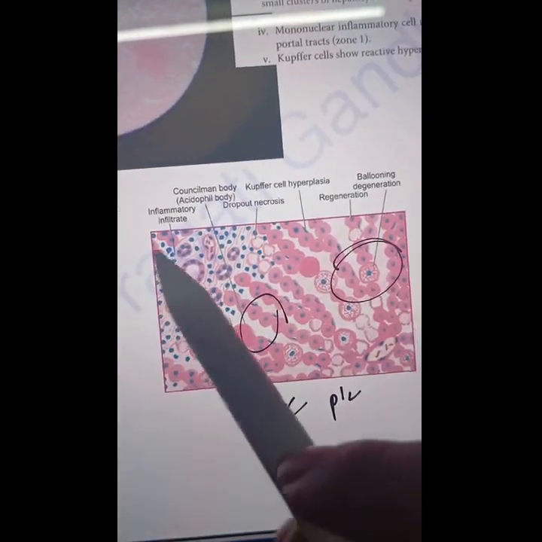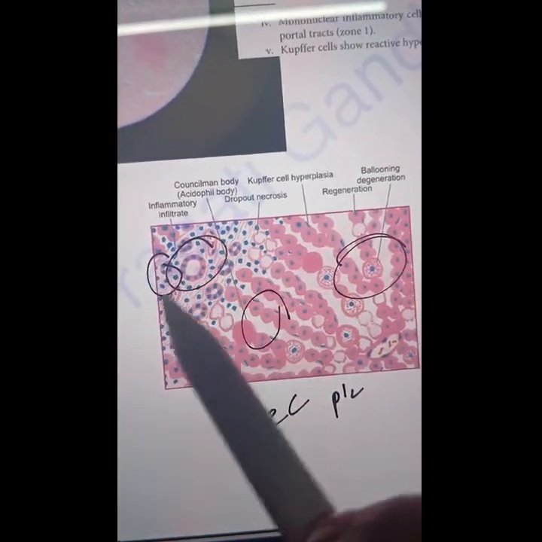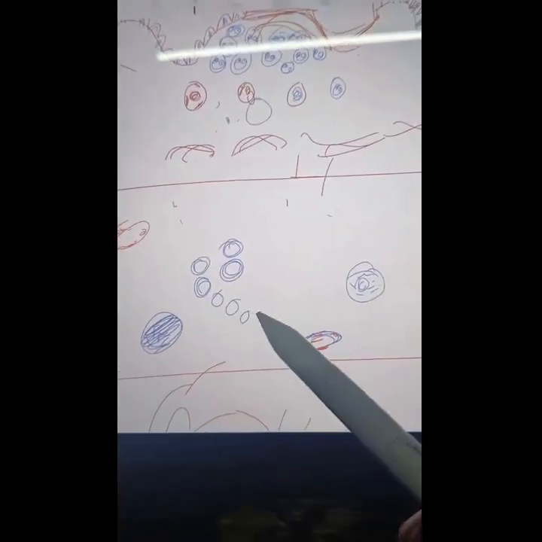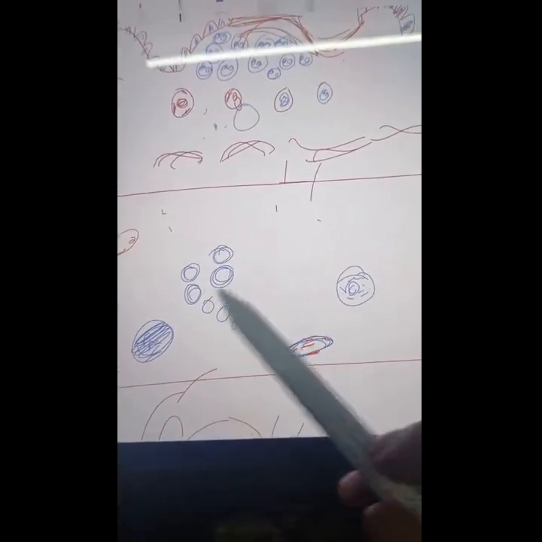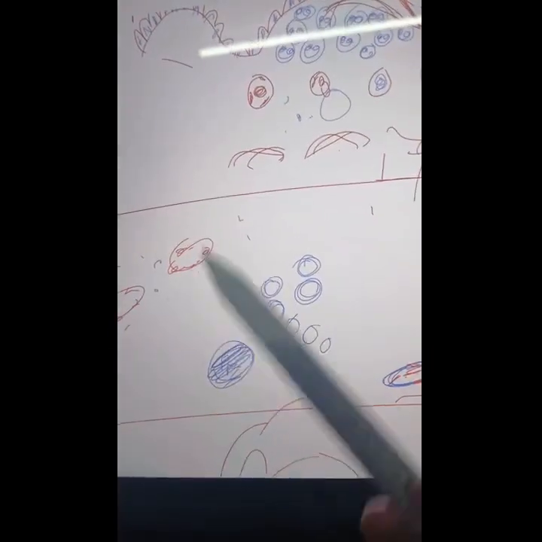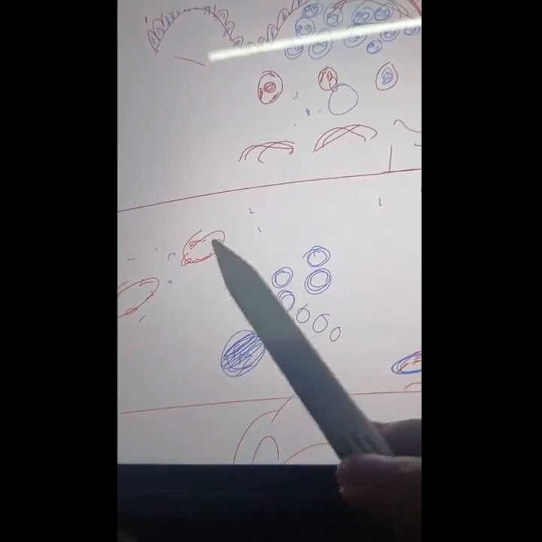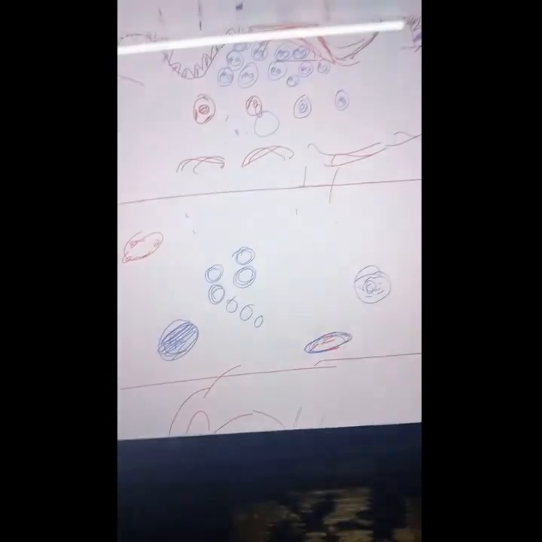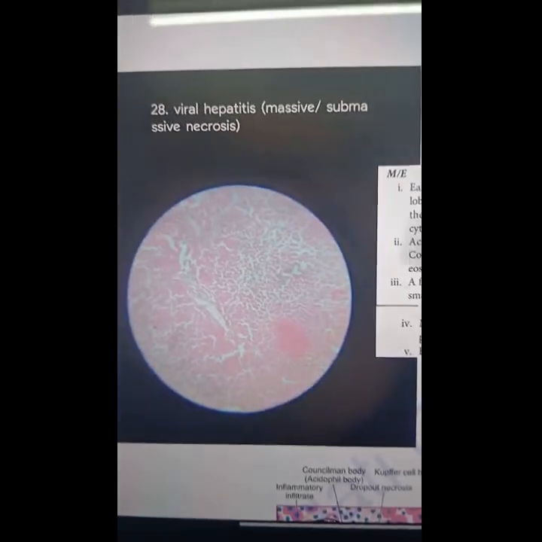Then you see inflammatory cell infiltrate, like lymphocytes. As you can see in this rough diagram, these are dropout necrosis and ballooning degeneration. Then there are the inflammatory exudates and multiple glands. This is the acidophilic Councilman's body, which is the characteristic feature. Here in this diagram, you can see it clearly.